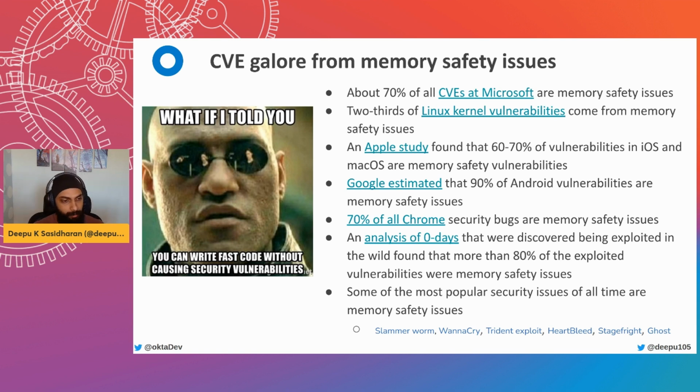Whereas in memory unsafe languages like C and C++, which we are still using to build sidecars and proxies, like Envoy proxy, for example, still being used, there is a lot of chance of introducing security vulnerabilities, right? And if you put these stats together, memory safety issues are causing more than 70% of CVEs we encounter across platforms, across products.